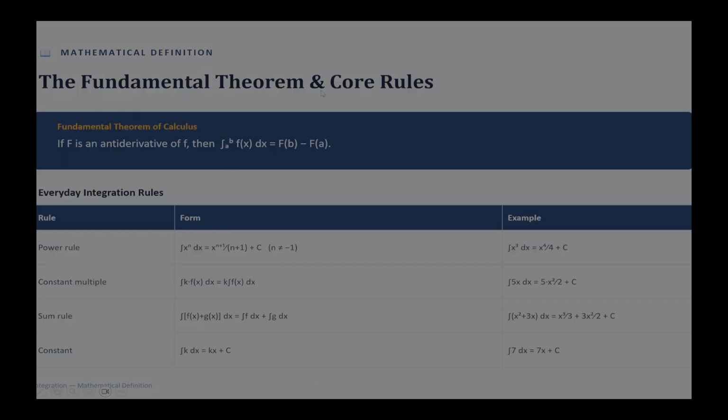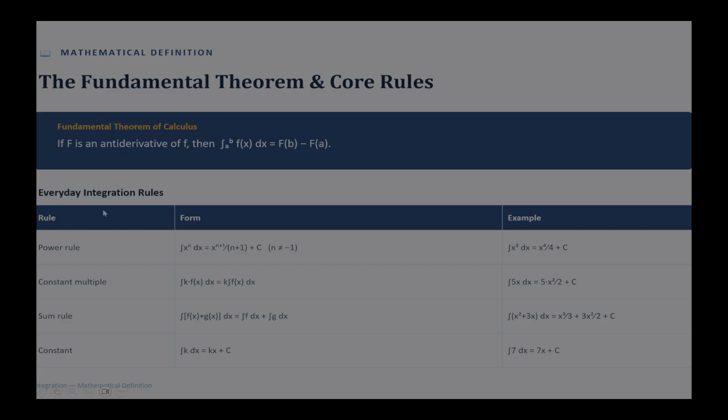All right, so the fundamental theorem and core rule. Fundamental theorem of calculus: if F is the antiderivative of f, then we take the integral from a to b of f(x) dx and express it like this. This is the formula. That means take the integral of the function at point B, take away the integral of the function at point A.